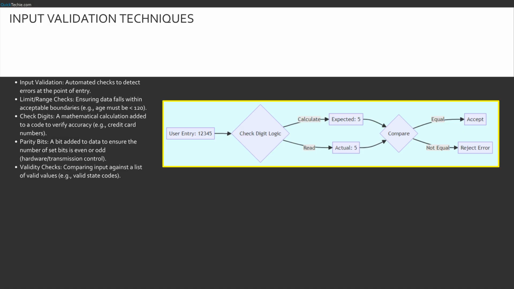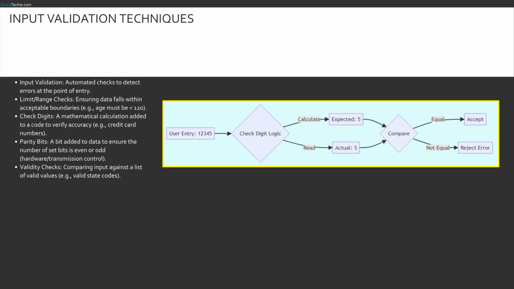Beyond batching, we need specific validation logic for individual fields. Limit and range checks prevent illogical data, like an order date in the past or a salary that exceeds the CEO's. A powerful tool is the check digit. This is a mathematically calculated number appended to a code, like a credit card number or barcode. If you mistype a single digit, the formula won't match the check digit, and the system rejects the entry immediately. We also use parity bits for data transmission to detect if a bit flipped during transfer. Finally, validity checks ensure that if you enter a country code, it actually exists in the database.